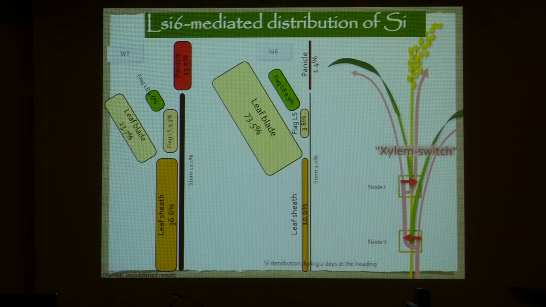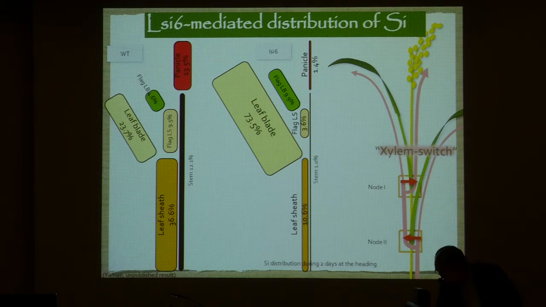If you look at the leaf blade of the flag leaf, you can see that more silicon was found in the flag leaf of the Lsi6 mutant, but less silicon was found in the flag leaf of wild type. So this means that the knockout of Lsi6 altered the distribution of silicon.